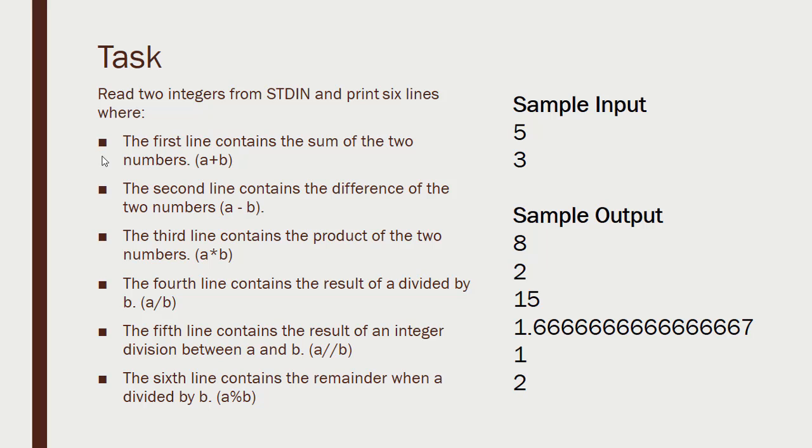So the first four are very familiar operations: addition, subtraction, multiplication and division. Next is integer division. Integer division is the same as regular division except all the numbers after the decimal point in the result are truncated. It is similar to the floor function in positive integers and ceiling function in negative integers. As we can see in the sample output, all the numbers after the decimal point are truncated in this result.